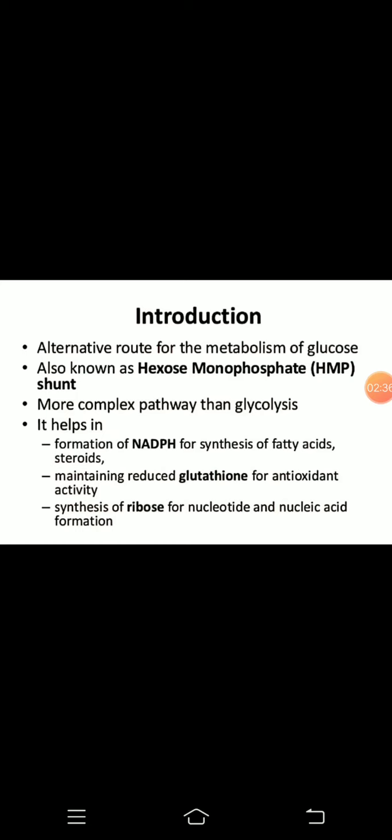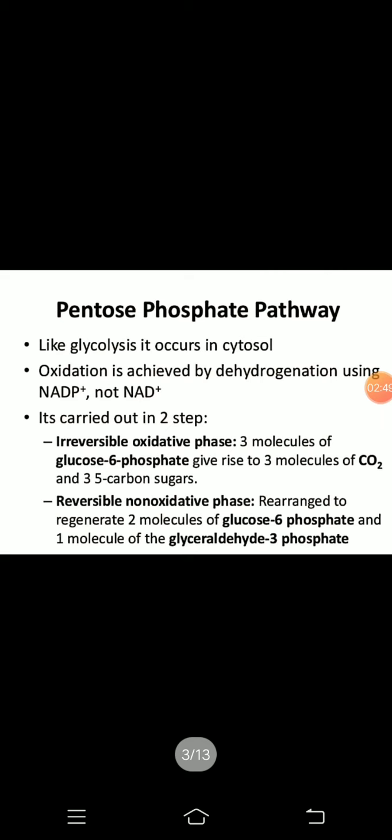And another important function is to maintain reduced glutathione. For what? For the antioxidant activity. These are the three basic functions of this pathway.